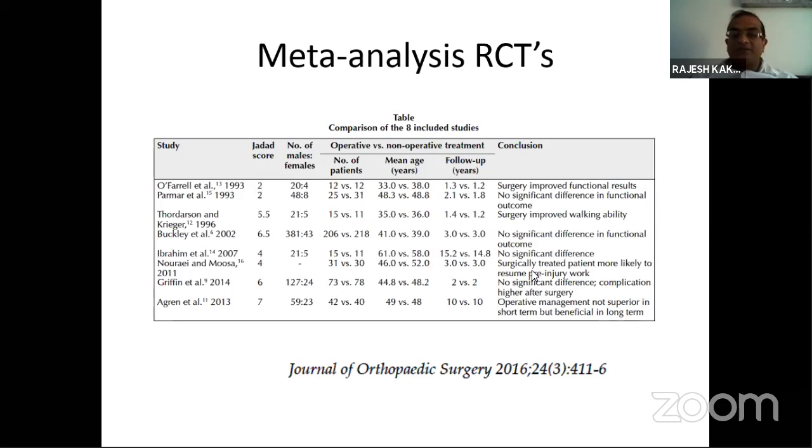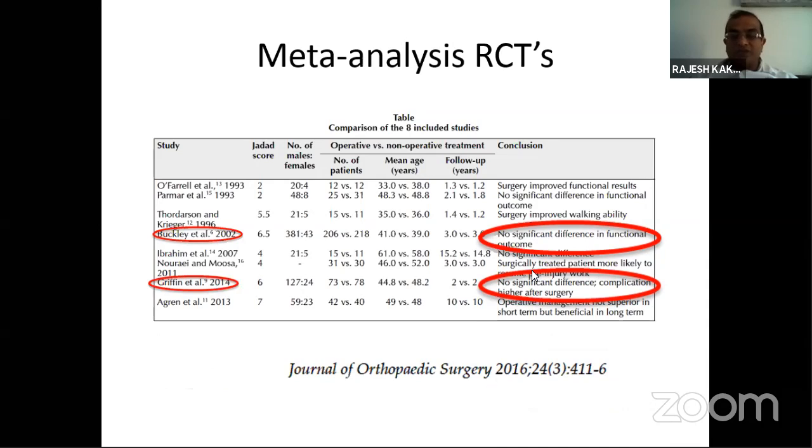Now, how do we decide whether to manage this patient conservatively or operatively? The evidence says, the biggest paper being by Buckley, which had more than 200 patients in either arm in the randomized controlled trial between conservative management and operative management of calcaneal fracture. It showed that there is no functional outcome difference between the two management options.